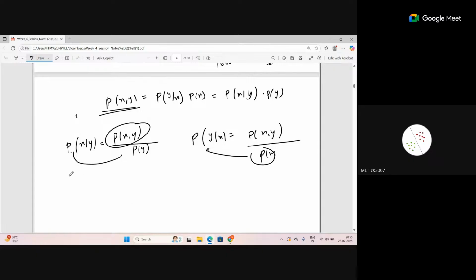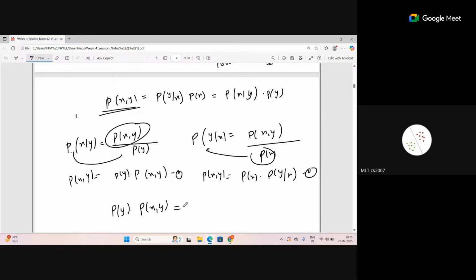If I equate it, from this equation probability of x y is equal to probability of y into probability of x given y, and here probability of x y is equal to probability of x into probability of y given x. So this is equation 1 and this is equation 2. From equations 1 and 2, probability of y into probability of x given y is equal to probability of x into probability of y given x, and that should be equal to the joint probability, right? Till now it is fine, I guess.